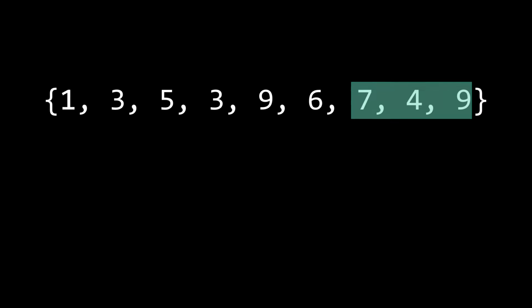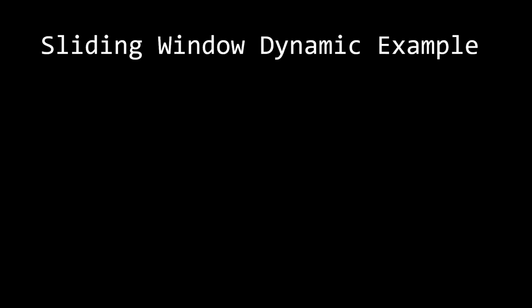And in this video, we're going to be talking about the dynamic sliding window technique, and we're going to look at an example of how this can be applied and how exactly we can improve from an O of n squared solution to an O of n solution. Okay, so let's look at the example.